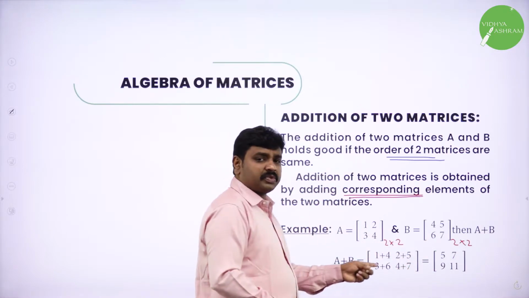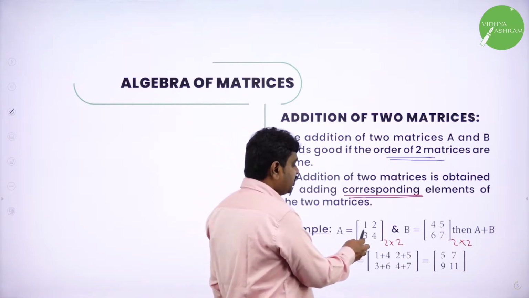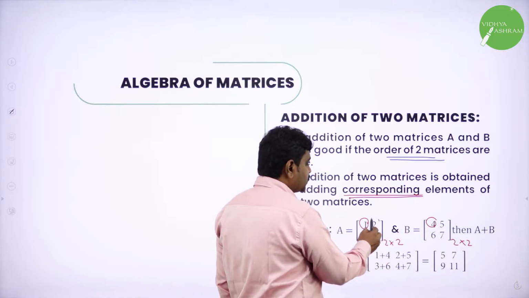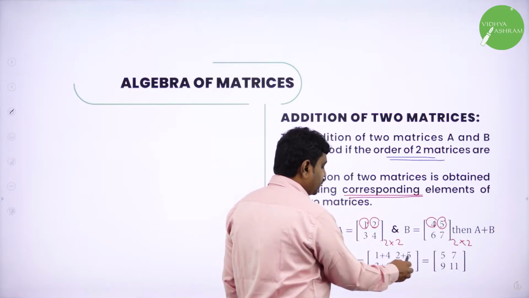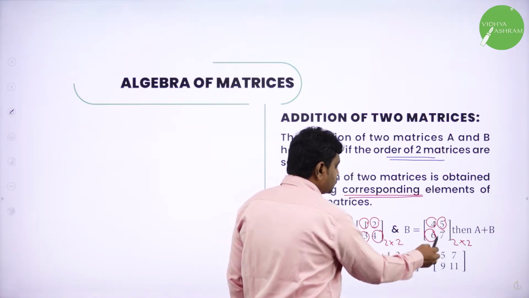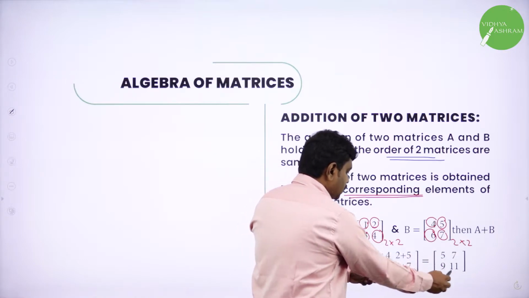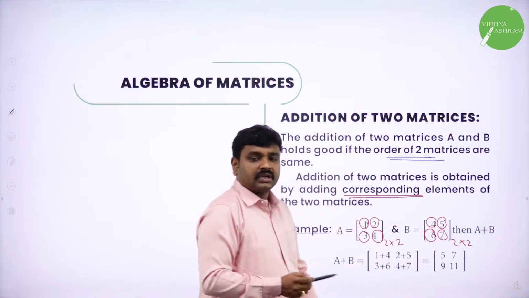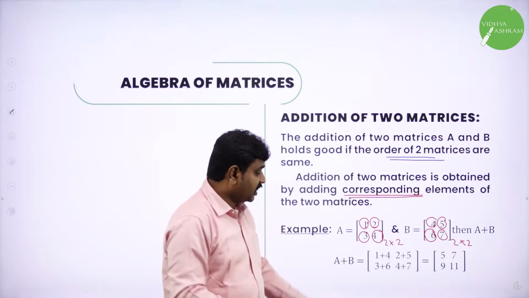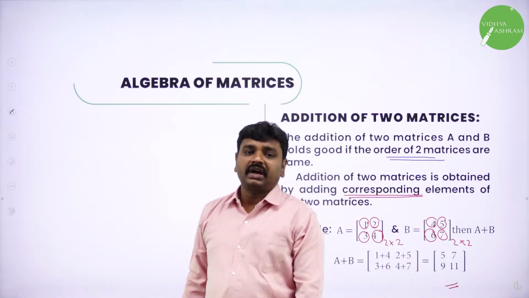A plus B. How to find A plus B? Add corresponding elements. Means add the first element with the first element. The first element of A is 1, here the first element is 4. 1 plus 4. Then the second element plus the second element, 2 plus 5. Then the third element with the third element, 3 plus 6. Then 4 plus 7. So 1 plus 4 is 5, 2 plus 5 is 7, 3 plus 6 is 9, 4 plus 7 is 11. If you want to add two matrices, they should have the same order. After adding, the final matrix you get will also have the same order. And how to add? Corresponding elements.